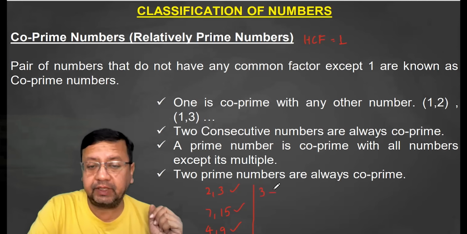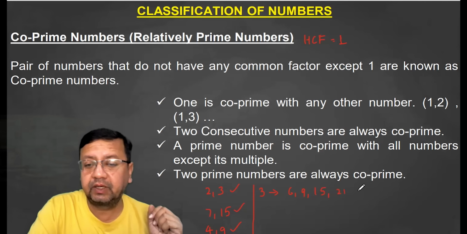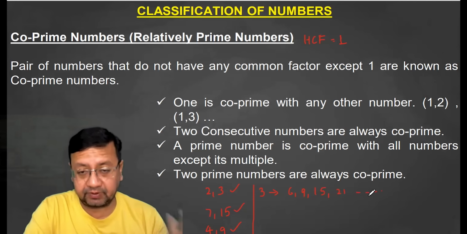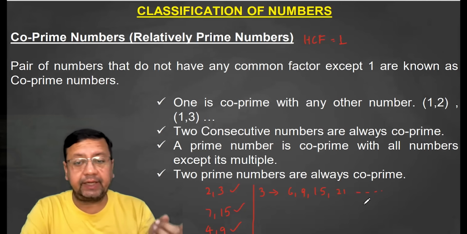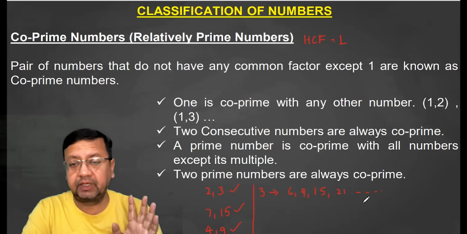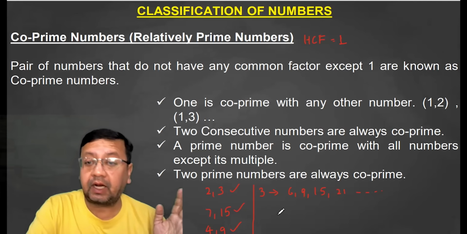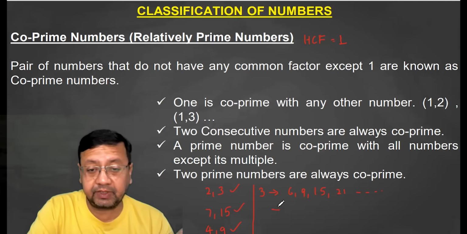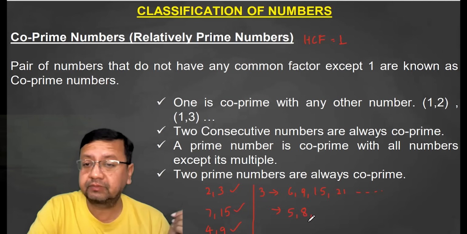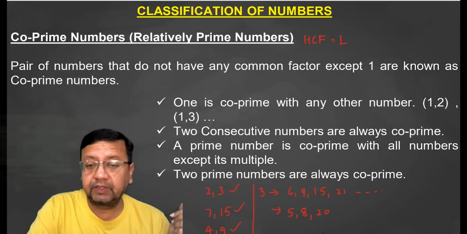So for 3, I have say 6, 9, 15, 21. All these are what? The multiples of 3. So 3 and any multiple of 3 will not be co-prime. But if I say other numbers which are not multiples of 3, for example, like 5, 8, right? 20. So these are all what?